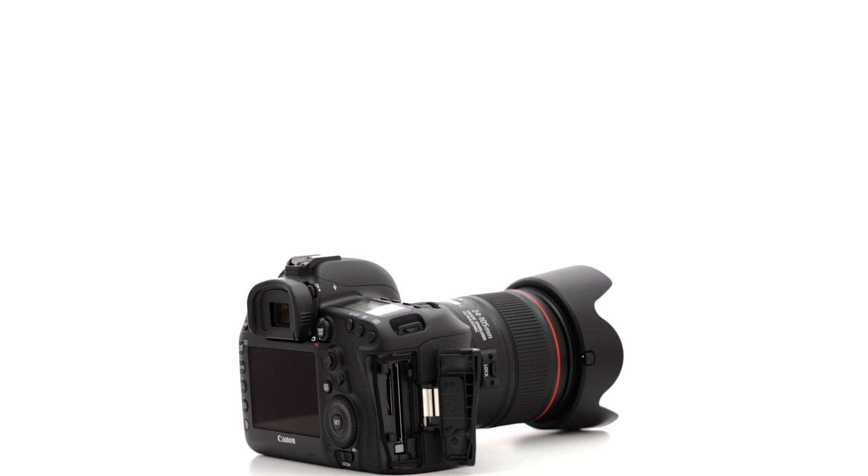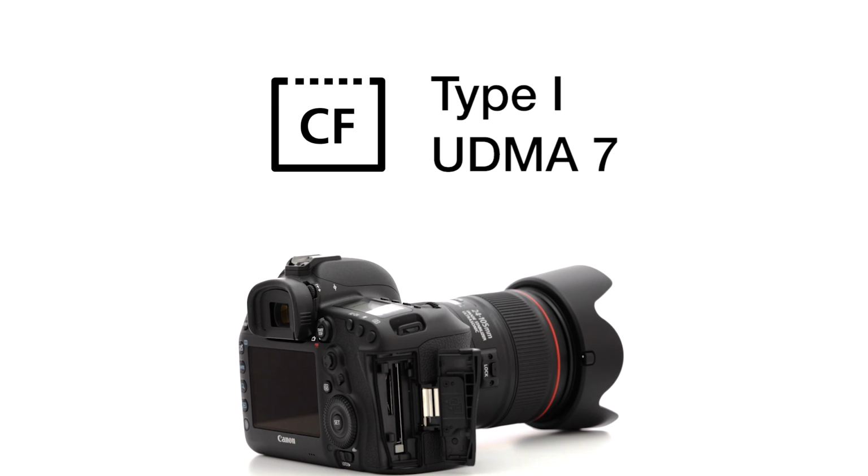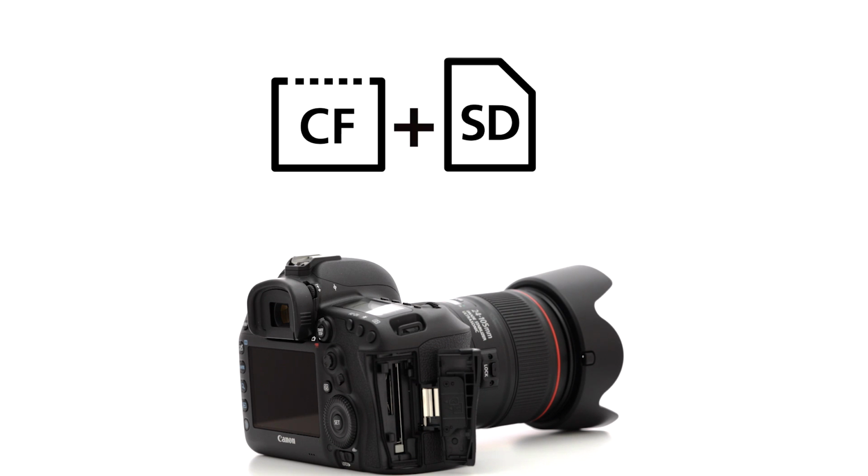The 5D Mark IV uses one CF card. Now Type 1 and UDMA7 are supported, and there's one SD card slot. You're especially going to want to use the UDMA7 card for 4K video capture. Now, here's the deal with these cards. 4K video requires cards capable of maintaining sustained write speeds, which is not always the write speed printed on the card, which may be the peak write speed. So be sure you research your card purchase.